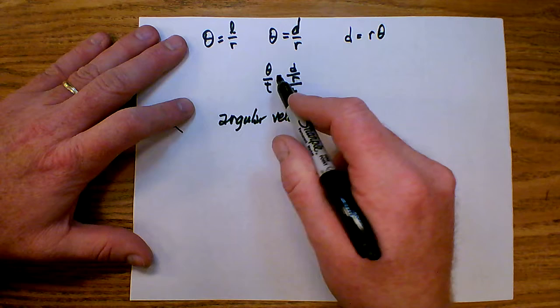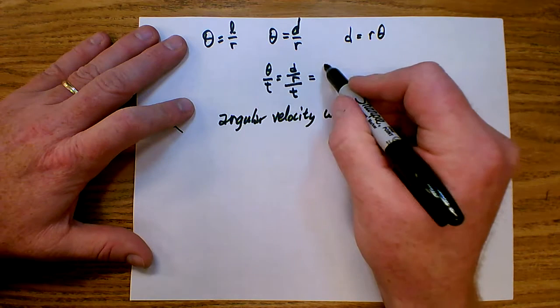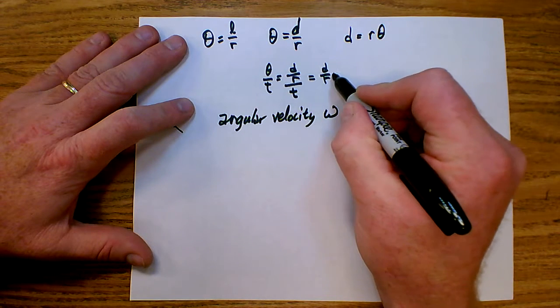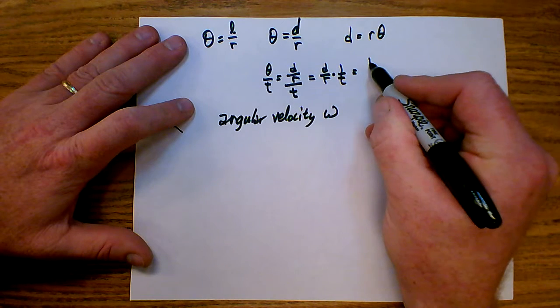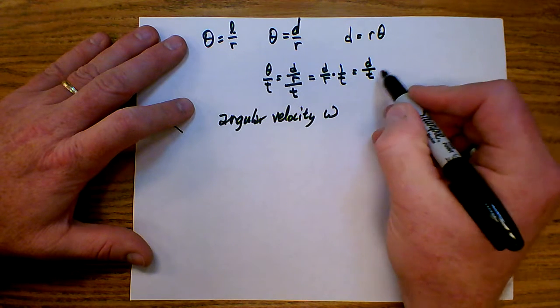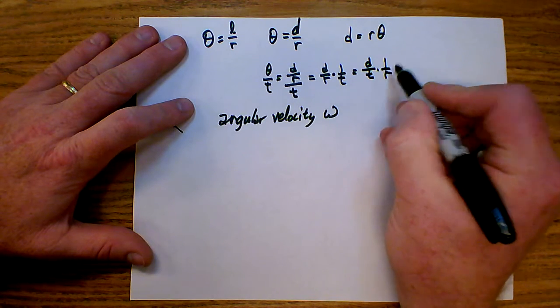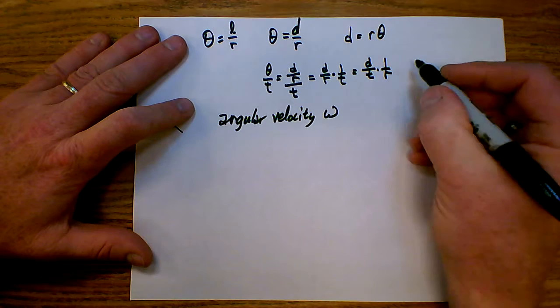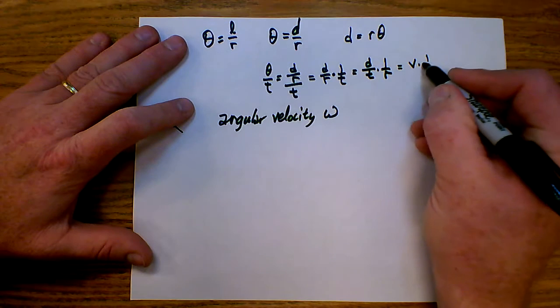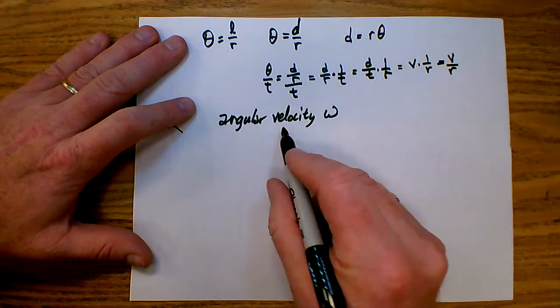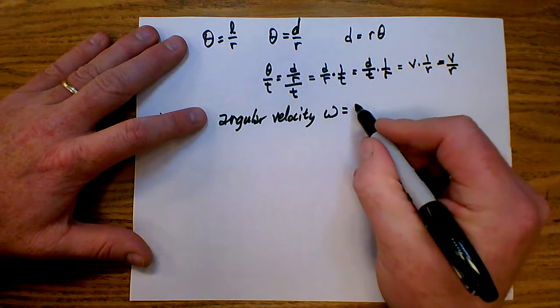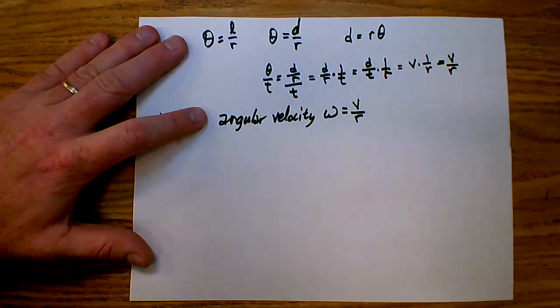Now notice that what I have here is d over r over time, and when I divide by time, that's the same as multiply by the reciprocal. So what I have is d over t times 1 over r, and d over t is velocity. And velocity times 1 over r is just v over r. And so my angular velocity omega, turns out, is equal to v over r.